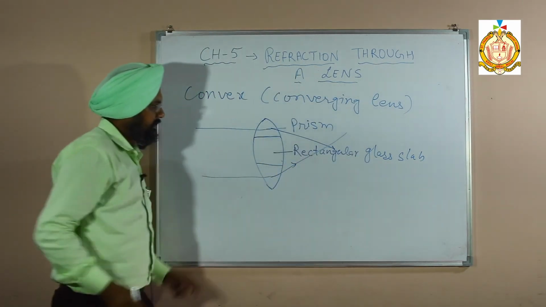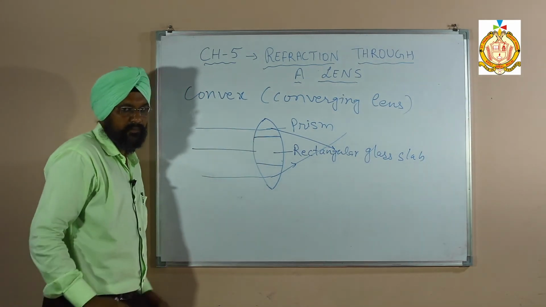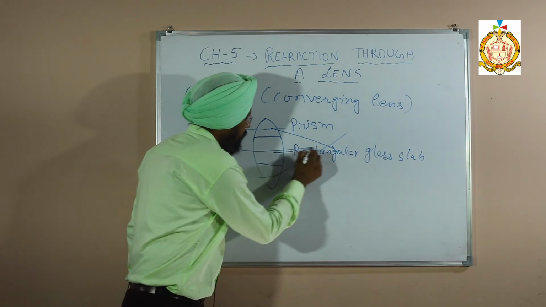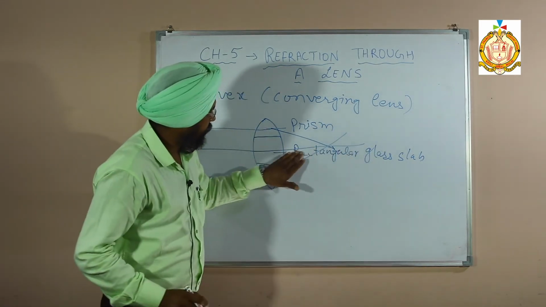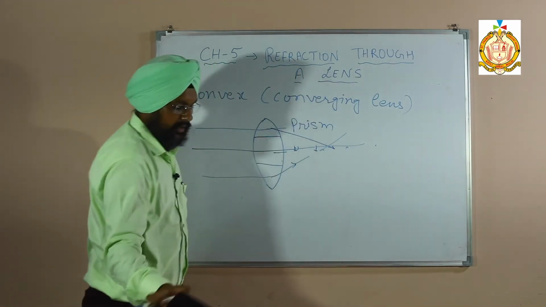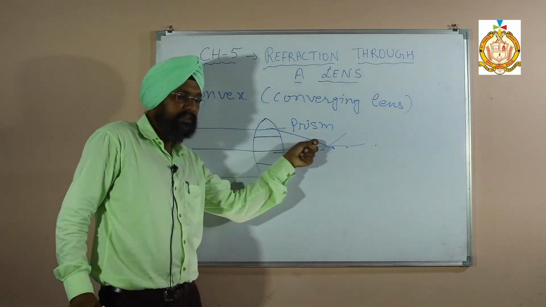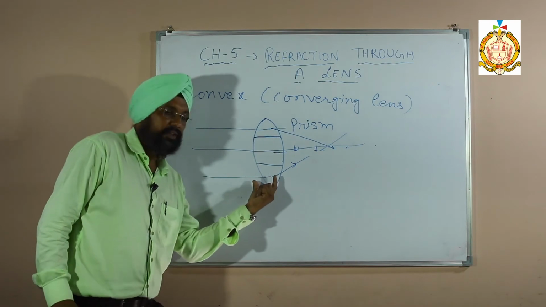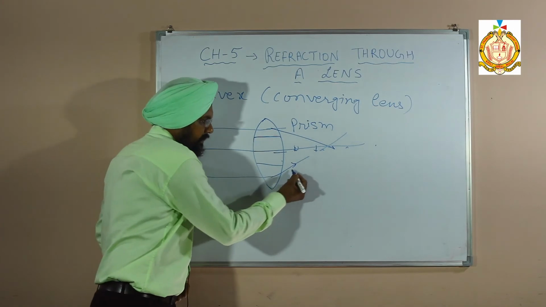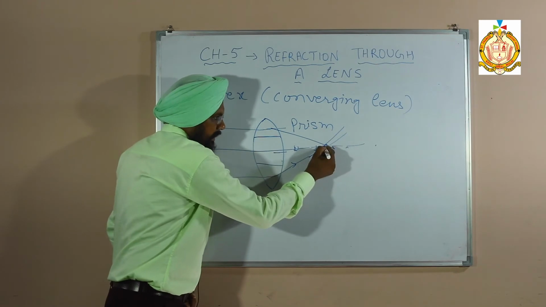Okay, now what is in the center? The center is the glass slab, and when rays hit at a 90-degree angle, will it deviate? No, it will not deviate. It will pass undeviated, straight. So it converges the rays, because one prism is on the upside, with its base downward, bending the rays downward, and the other prism has its base upward, bending the rays upward. So all the rays converge at a point.